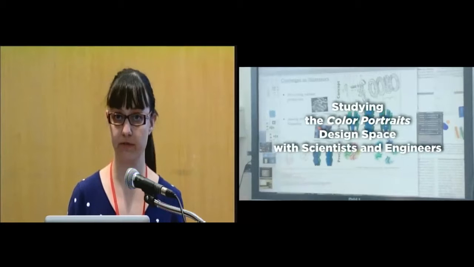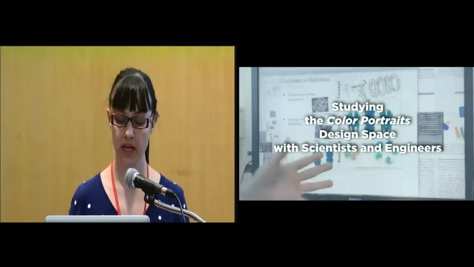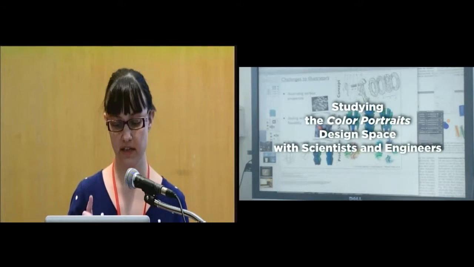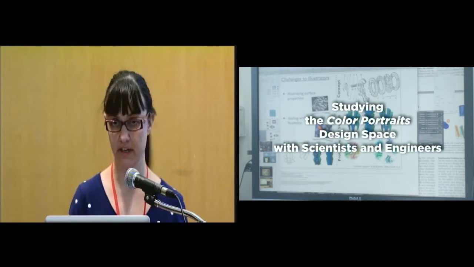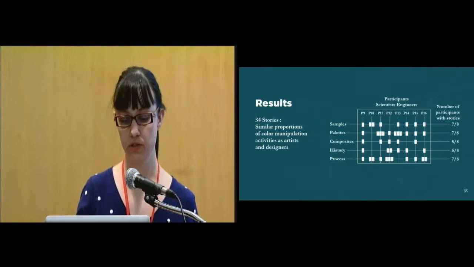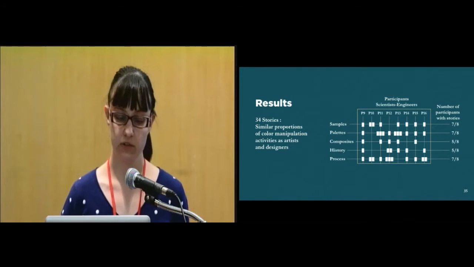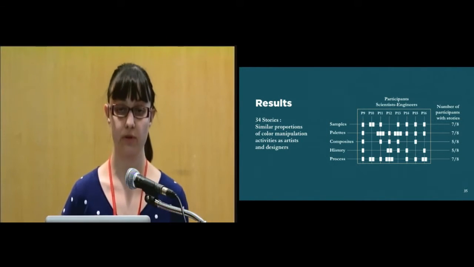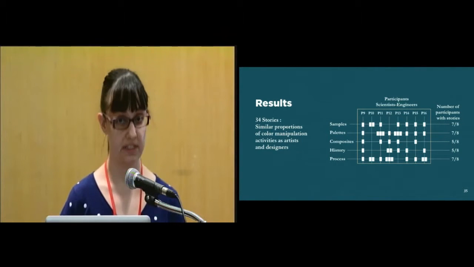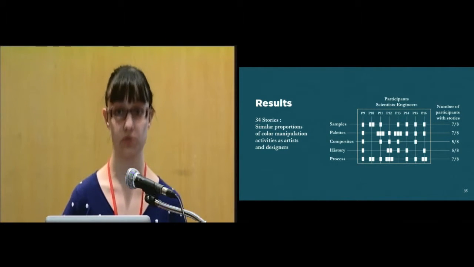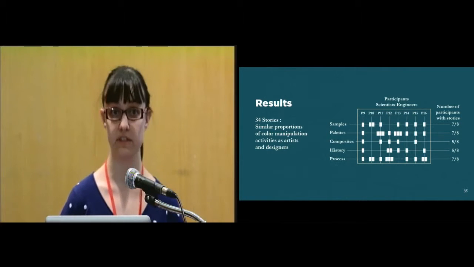And they were coming from a wide variety of backgrounds. So we had a data scientist, a geologist, a neuroscientist, and so on. And we had 2 interesting findings. The first one that was very surprising to us is that we were able to collect 34 different stories, which means that yes, scientists and engineers also do manipulate colors in a wide variety of ways.